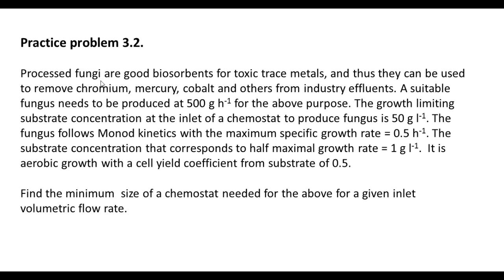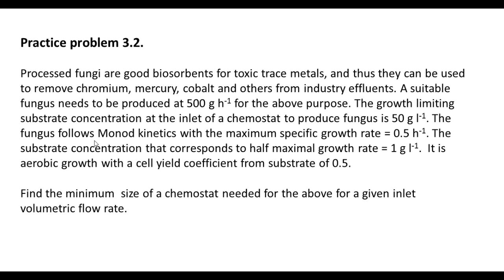Processed fungi are good biosorbents for toxic trace metals, and thus they can be used to remove chromium, mercury, cobalt and other heavy metals from industry effluents. A suitable fungus needs to be produced at 500 gram per hour for the above purpose. The growth limiting substrate concentration at the inlet of a chemostat to produce fungus is 50 gram per liter.